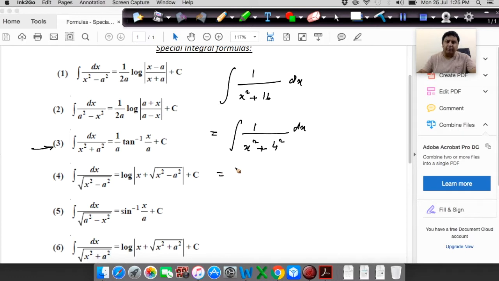So it will be 1 by a, so 1 by 4, tan inverse x by a, so x by 4, plus c. So in case we just see which formula fits in and we do the thing. In case it is in root, we put the root formulas. So these are the first 6 formulas we need to start with for special integrals. Let's see the exercise. I'll explain how to put the things there.